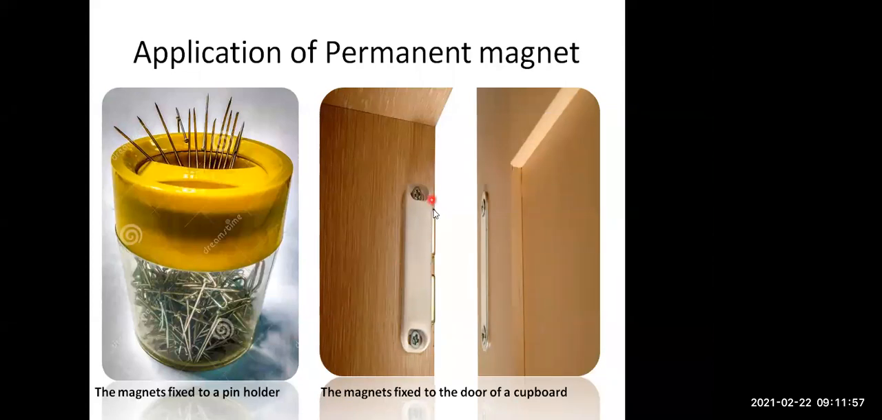Next is an application you all have seen, you all have noticed at your home also. You can see here the magnet is fixed to the door of the cupboard, or you can see the magnet which is fixed at the door of the refrigerator. Here the permanent magnets are fixed so that they can shut the doors of the cupboards and refrigerators. And the door can be opened only when you pull it.